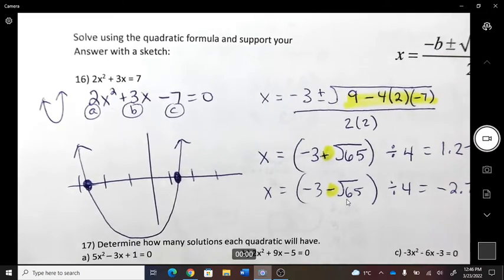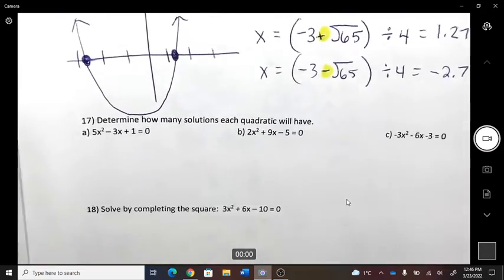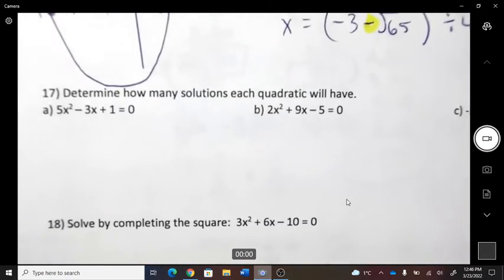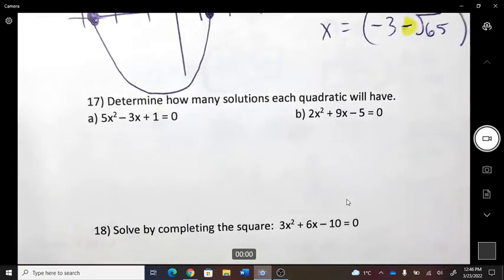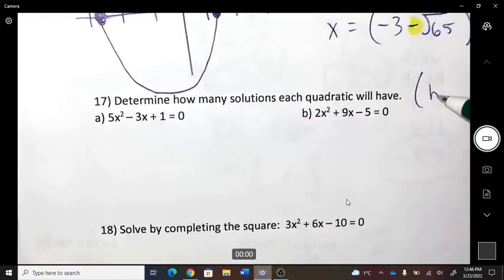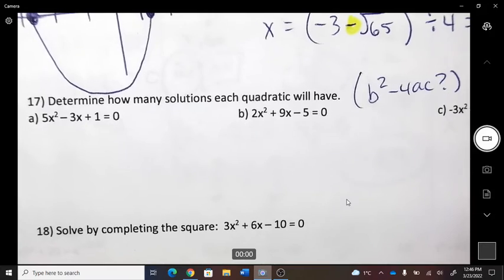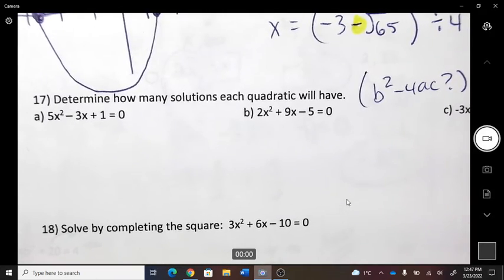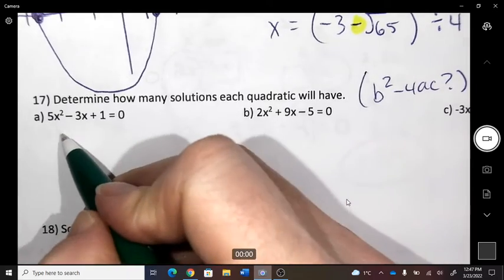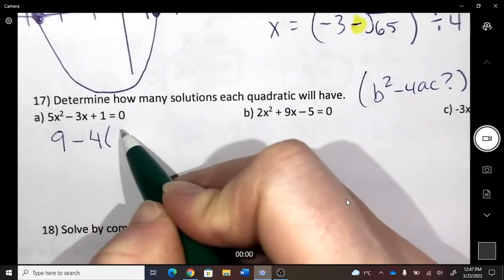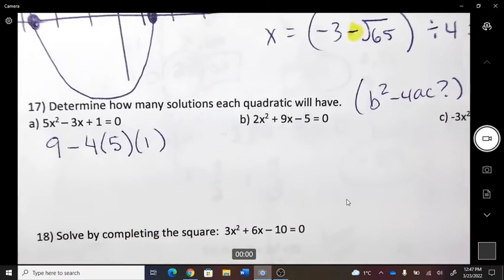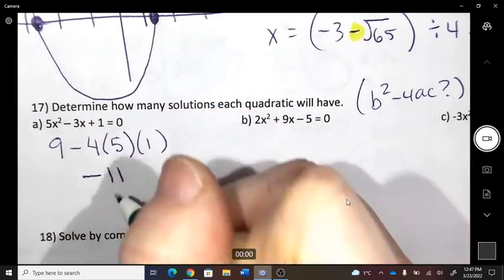Okay, number 17. How many solutions are there going to be? Okay, so this one I just want to know how many. So all I'm doing is the b squared minus 4ac. Just that part. Okay, so b squared, 9, minus 4 times 5 times 1. So I got a negative 11 on that.